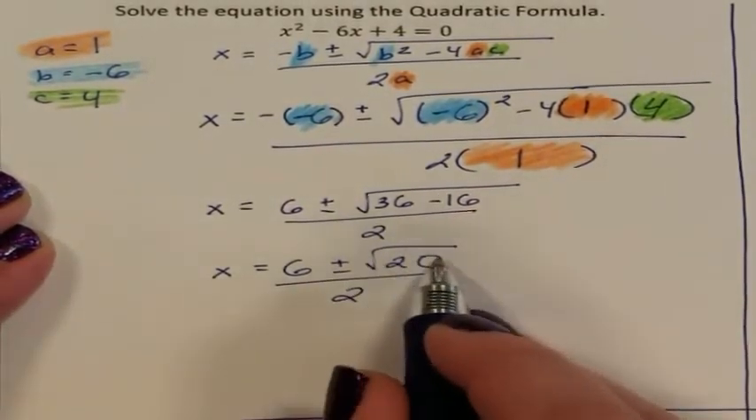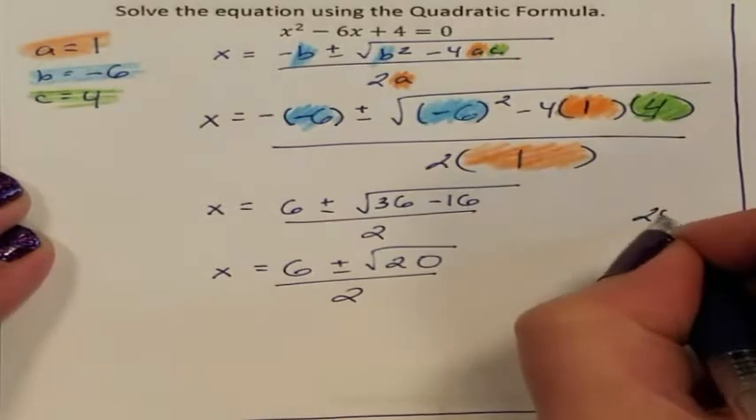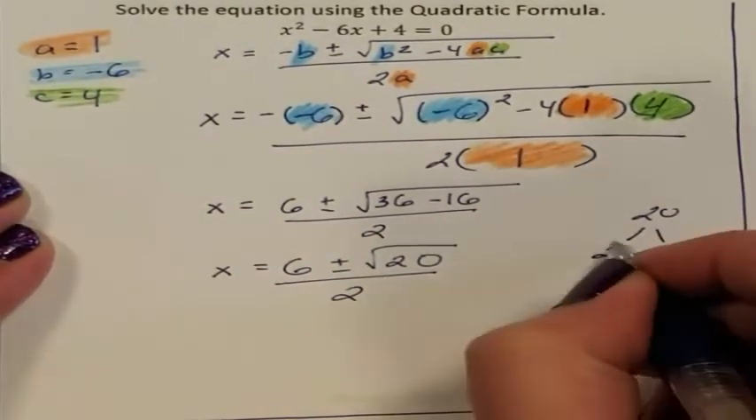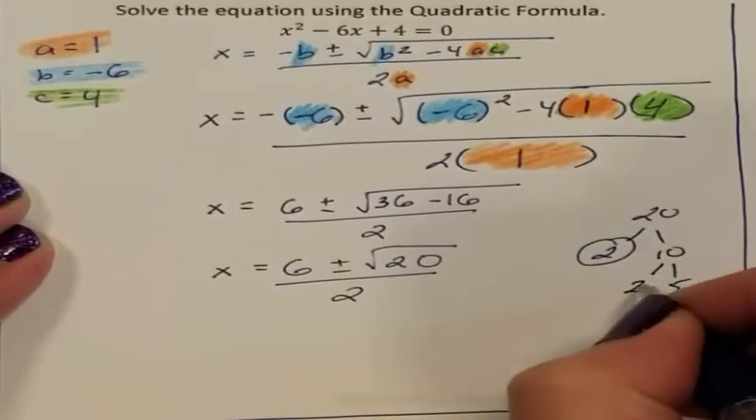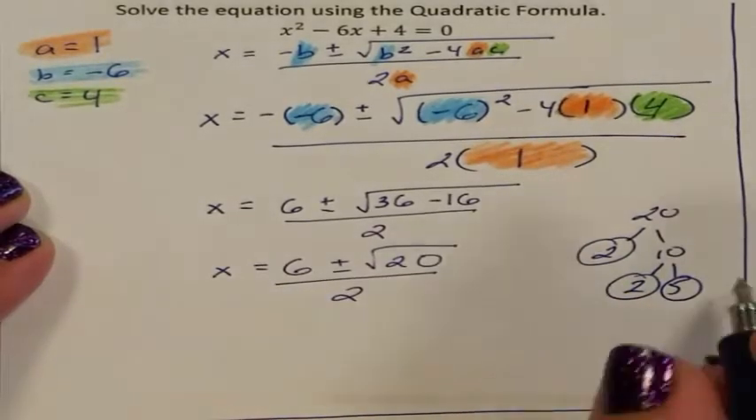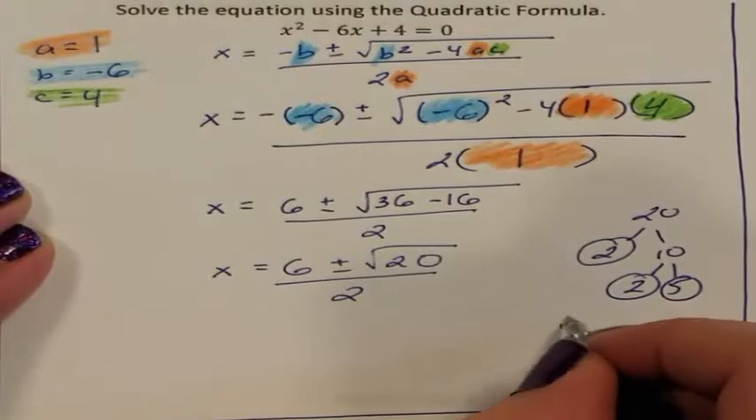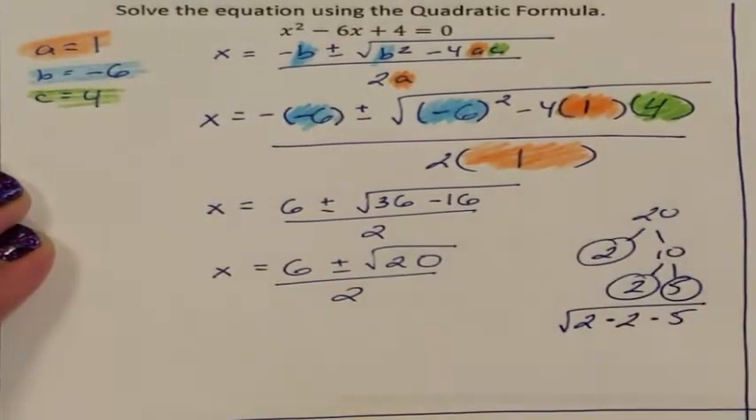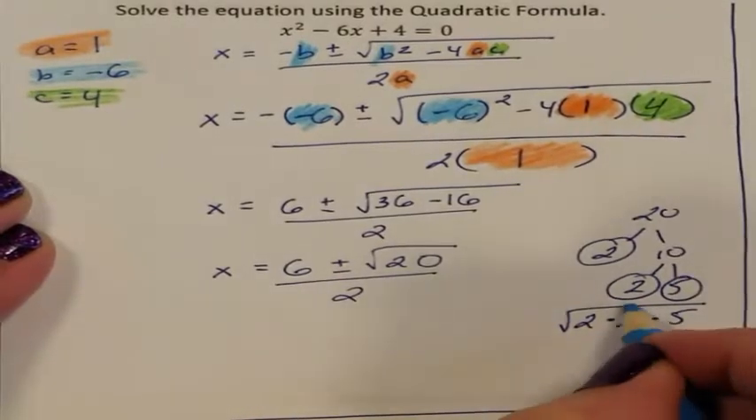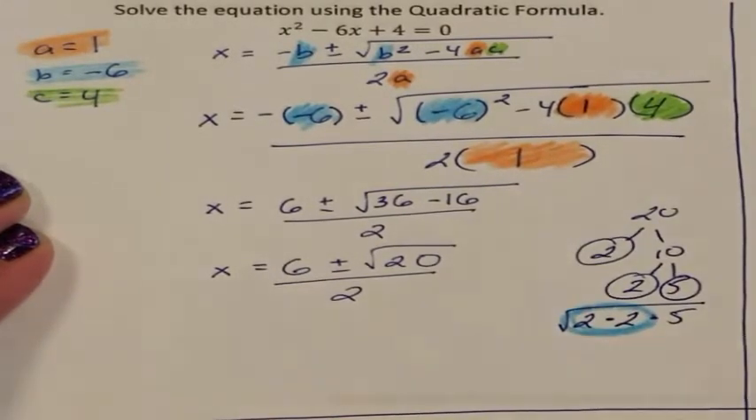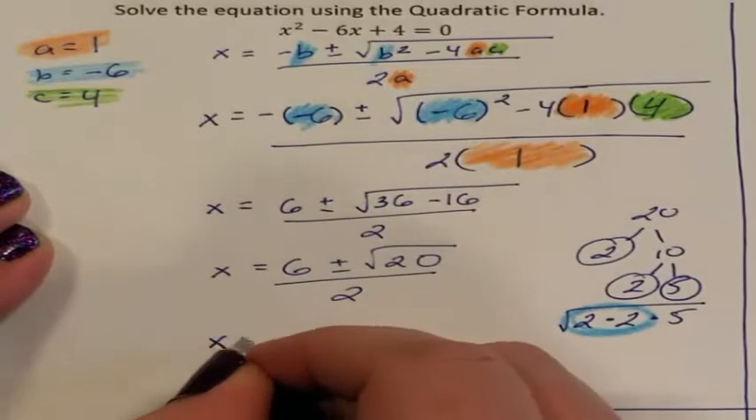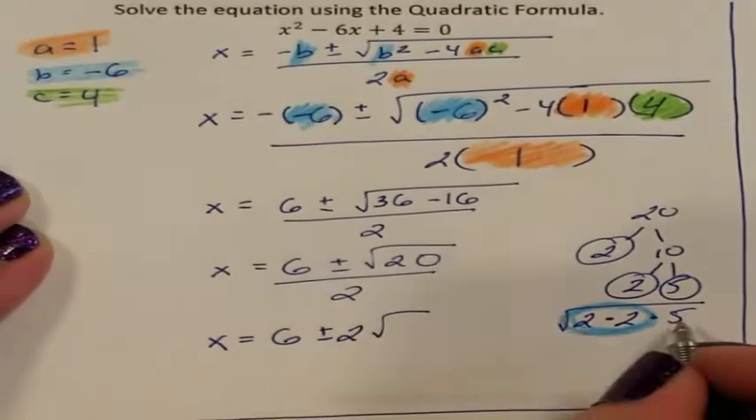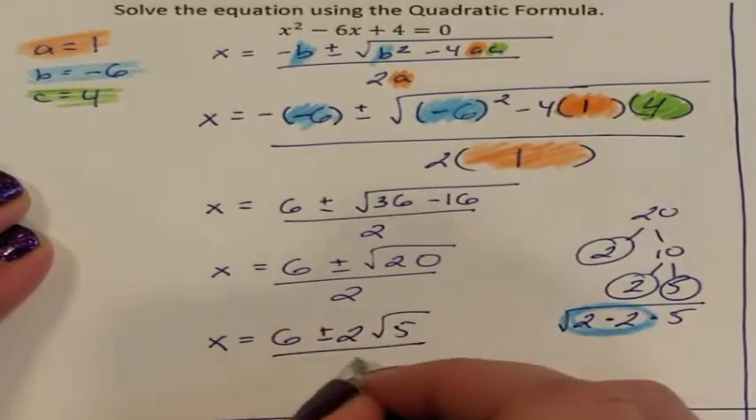We need to see if we can simplify 20. So let's prime factorize it. 20 can be 2 times 10. 2 is prime, 10 is not. 10 breaks up into 2 and 5. So if I prime factorize 20, I'd have 2 times 2 times 5. Remember, if things can pair, they escape. So a pair of 2's gets to escape. So I have x equaling 2 plus or minus, the 2's escaped, the square root of 5 did not. All of this is divided by 2.